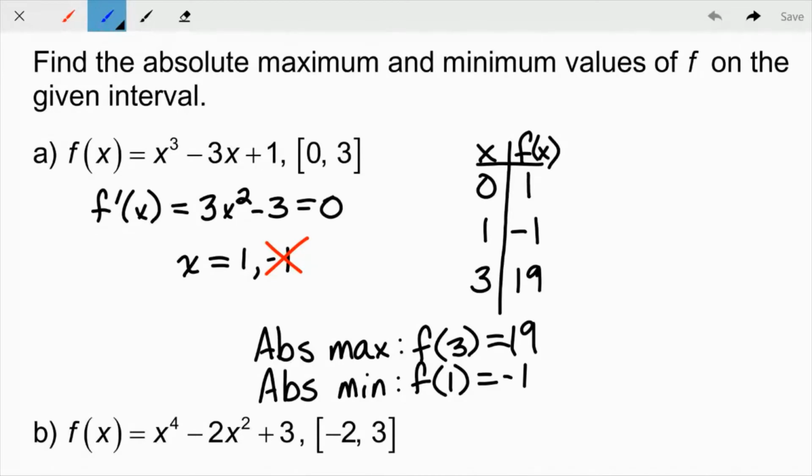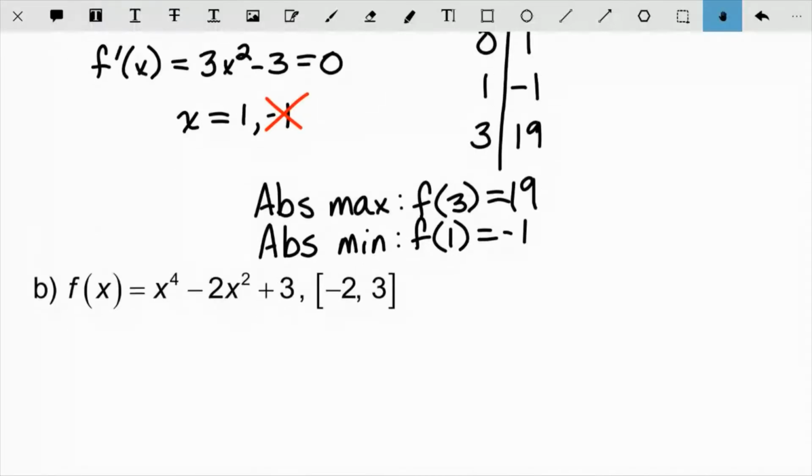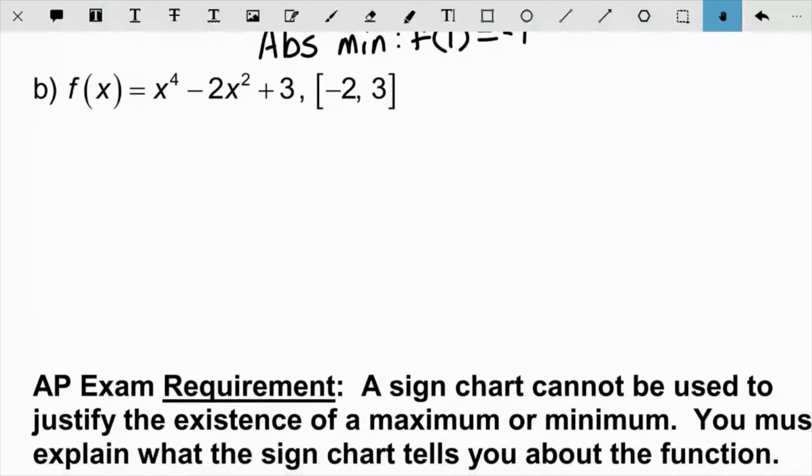Okay, so I have another one here for you to try. And it's this one right here. We have f of x is x to the fourth minus 2x squared plus 3. We're looking at the interval -2 to 3. So same thing, I want you to pause the video, work through this, use your candidates test, and from that, figure out where the absolute maximum and absolute minimum points are.